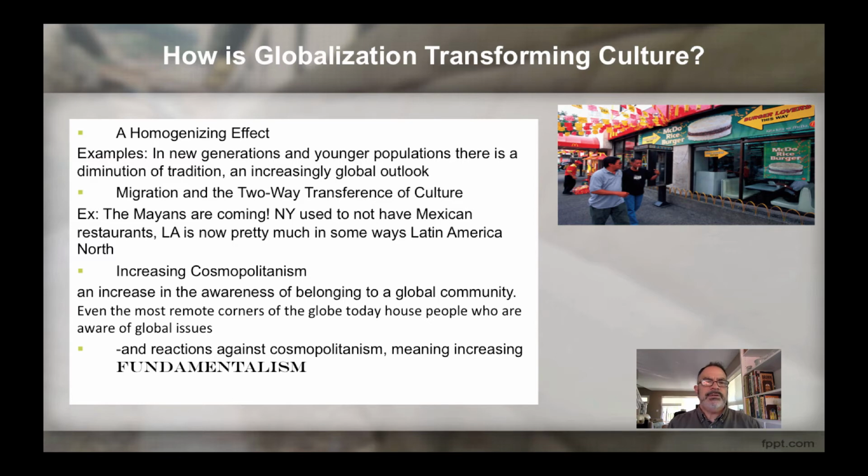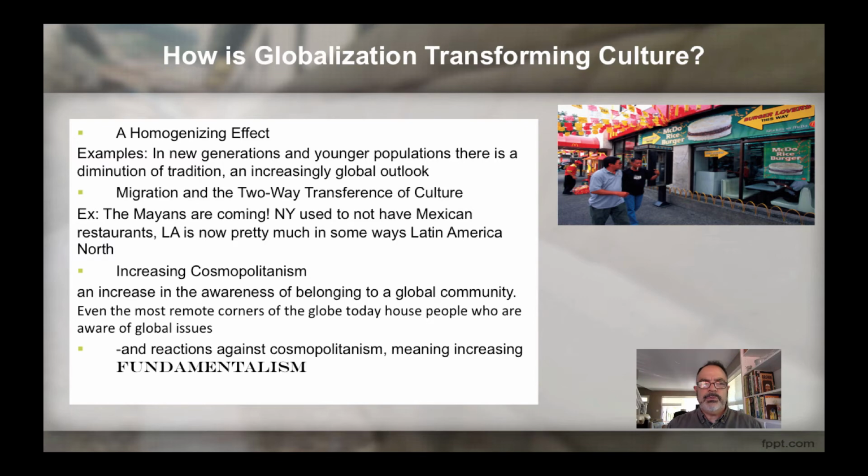But also, there is a two-way transference of culture. You know, for instance, the Mayans are coming. New York used to not have a single Mexican restaurant, while LA had thousands of them, right? Now, believe it or not, New York has lots of Mexican restaurants. So Mexican culture and those more traditional types of living in the Americas are spreading into very cosmopolitan places in the United States, and they're changing our outlook here. This is called cosmopolitanism, an increasing cosmopolitan or shared cultural exchange around the world, and increasing awareness of belonging to a global community.